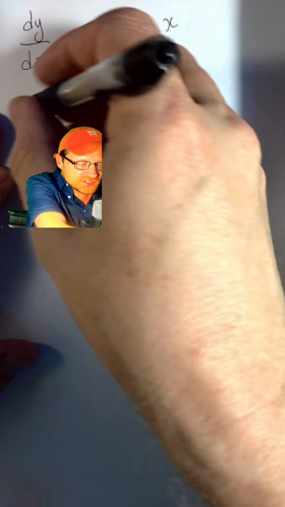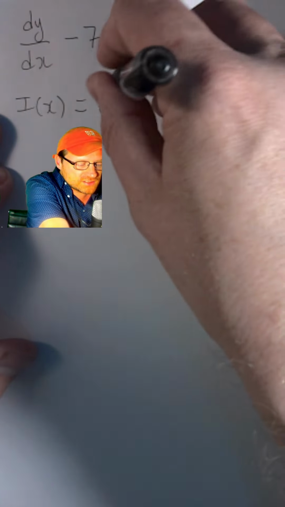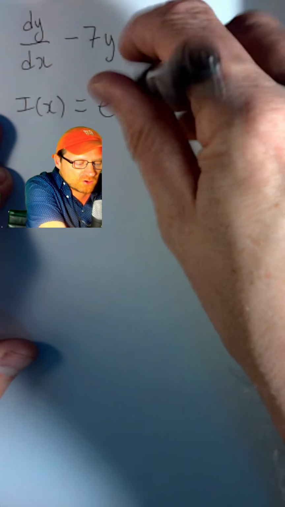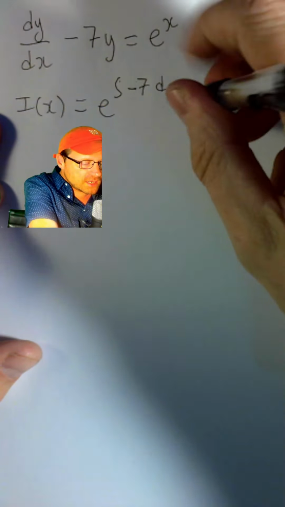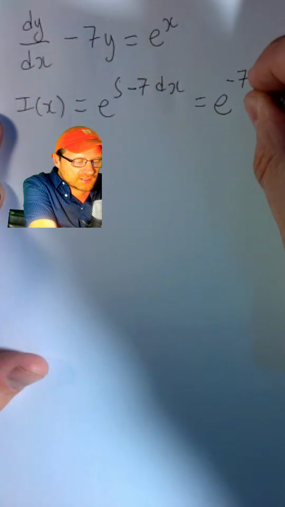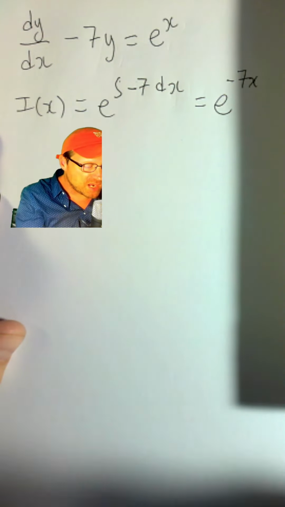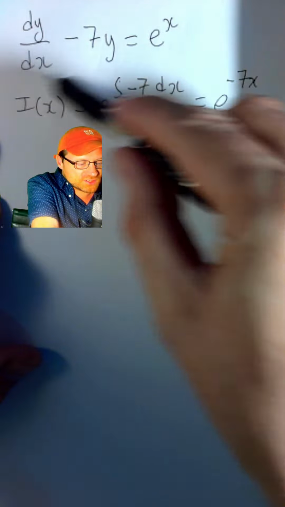And so what we need to do is calculate our integrating factor, which is e to the integral of that coefficient, minus 7, integrated with respect to x. And so this integral is easy. It's e to the minus 7x. So our next step is to multiply by that integrating factor throughout. Now that distributes over the sum, so we have it now in three places.